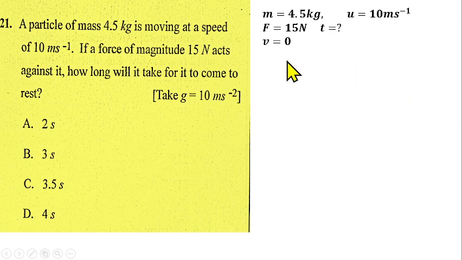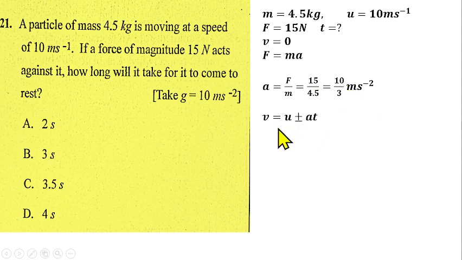So when it comes to rest, the final velocity will be 0. So we know the force, and we need the acceleration as well in this question. Force is equal to mass times acceleration. Then from there you can get our acceleration, which will be force over mass, 15 over 4.5, that will give us 10 over 3 meters per second squared if you leave our answer in fractional form.